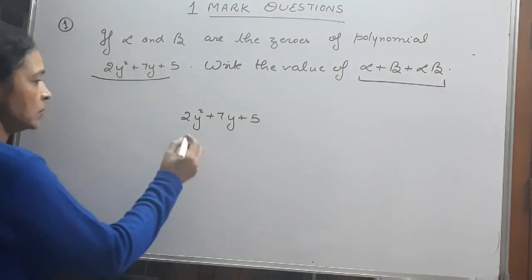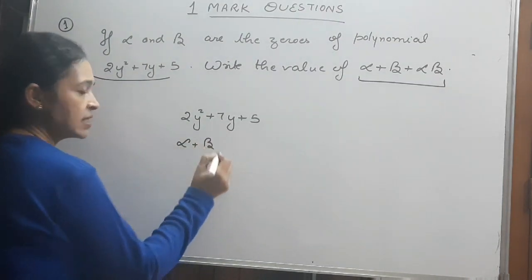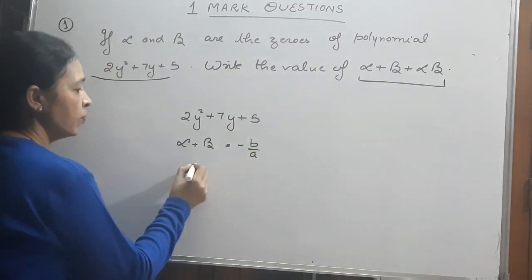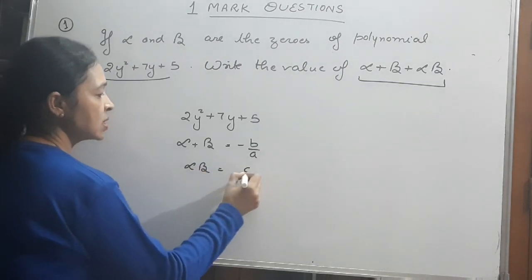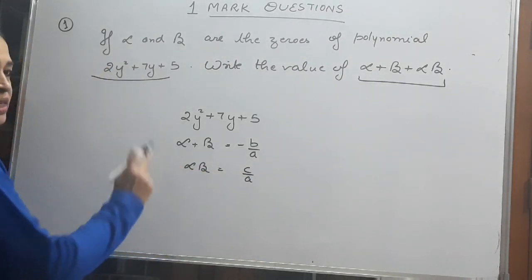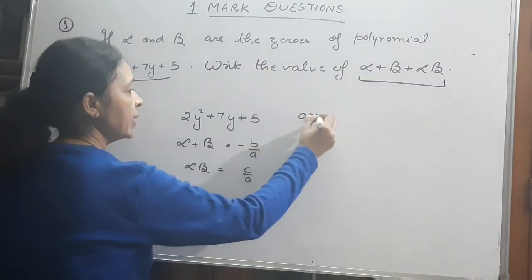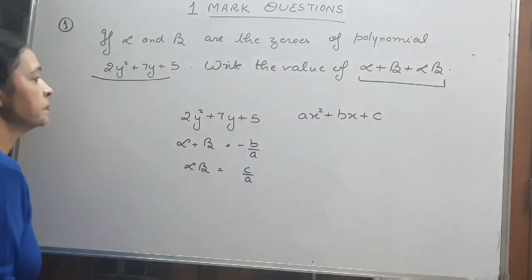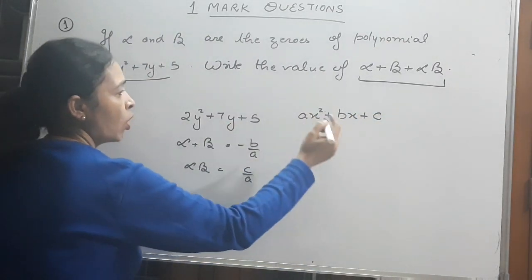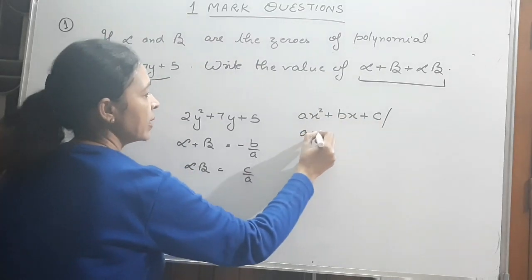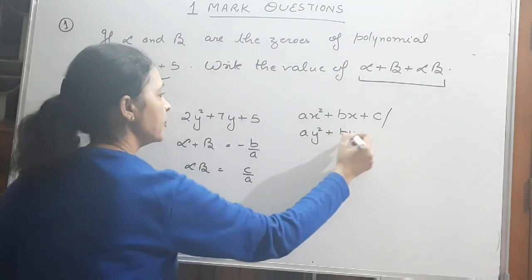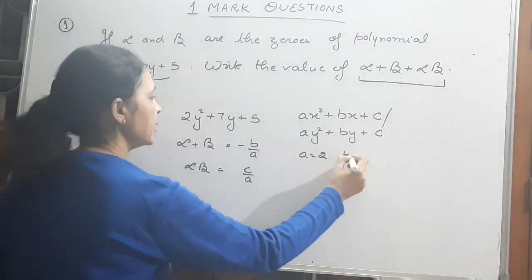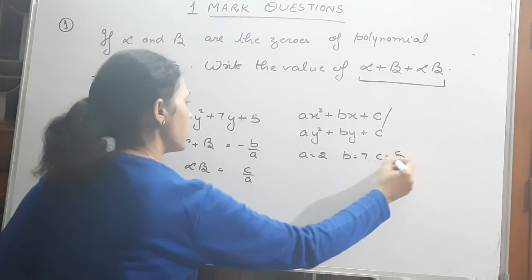Bache, what is alpha plus beta? Sum of zeros is minus b upon a. And what is alpha beta? Product of zeros, c upon a. What is the general form of a quadratic polynomial? ax square plus bx plus c. Now, if we have variable y, ay square plus by plus c. Now, what is a? We have 2. b is 7 and c is 5.